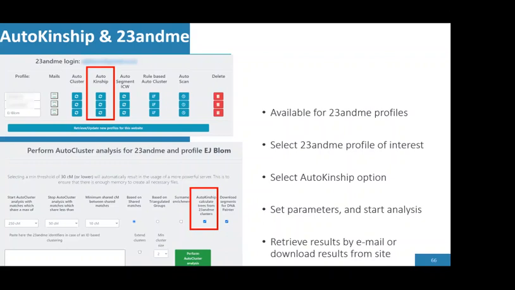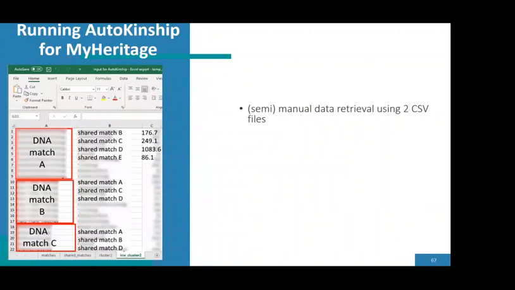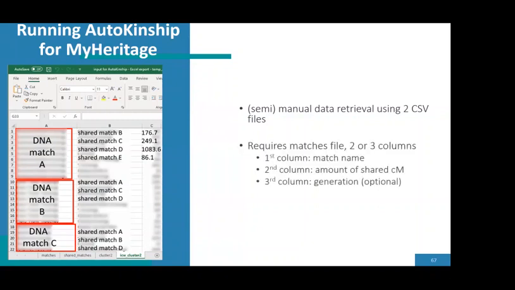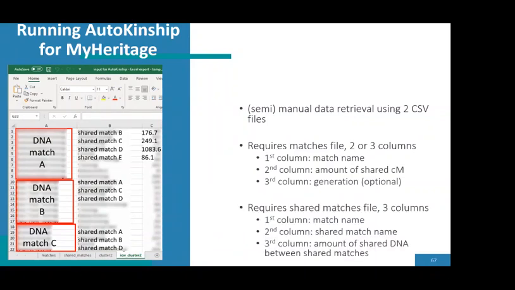For MyHeritage, it's still possible to do the analysis, but it's quite some more work compared to the 23andMe analysis. To perform the analysis on MyHeritage, we need to supply auto kinship with 2 CSV files: one file with the match information and one file with the shared matches. First, we need to obtain the information about our matches. So we need the match name, the shared match, and the generation column, which is optional. Second, we also need to provide the information about the shared matches. This normally for a cluster requires 2 columns, but now we need 3 columns.